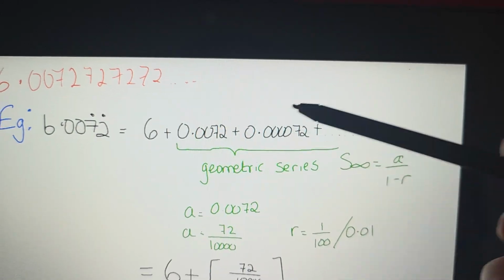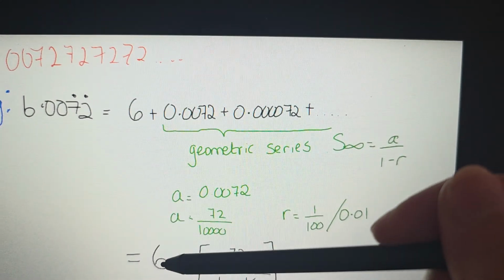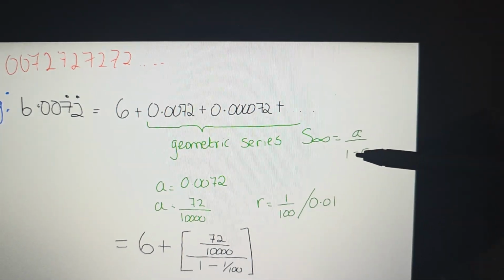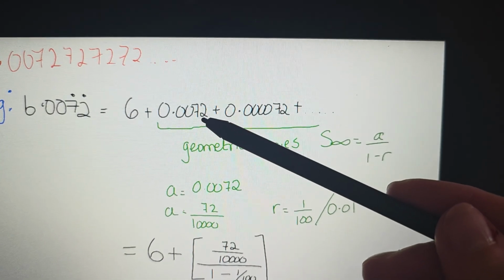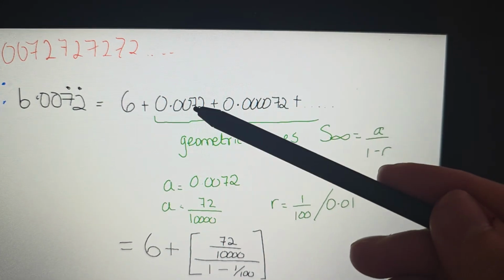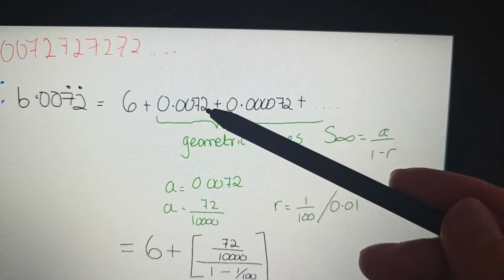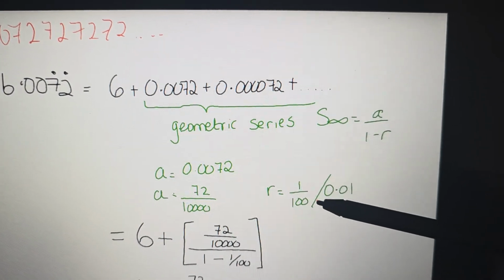The 6 is not part of the geometric series, but we don't ignore it either. I'll just bring it down. So this is my geometric series and it goes on to infinity, so I put down my S of infinity formula. A is the first term, 0.0072. To get your common ratio, one term divided by the previous term. So 0.000072 divided by 0.0072 will give me 0.01 as a decimal, or 1 over 100 as a fraction.